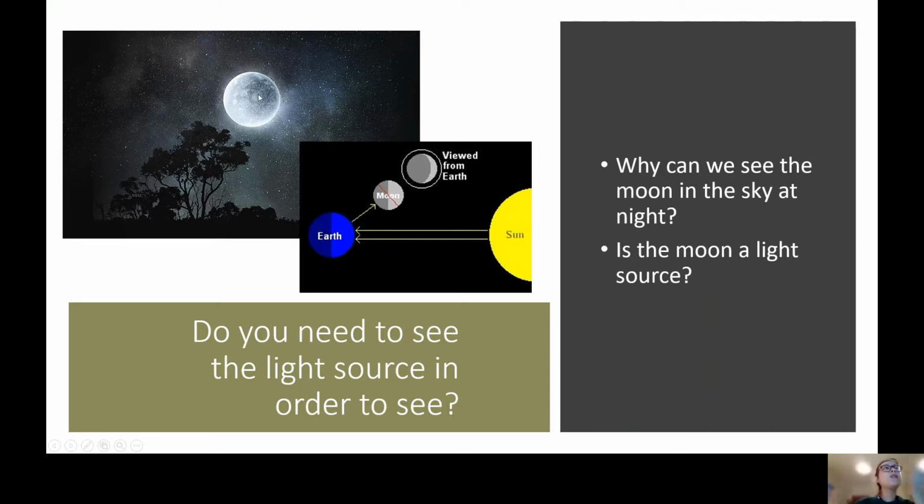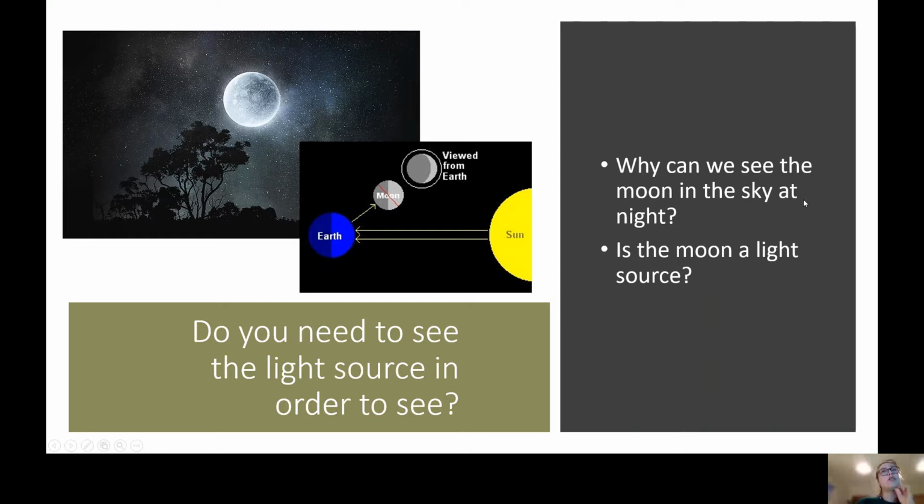So here we see the beautiful moon in the sky, and even though there's no sun in sight, we can see the moon because light is being reflected off the moon from a light source, the sun, and bouncing back into our eyes. Now let's look at it in this diagram. Where's the light source? Can you point to it? The sun is traveling in a straight line to the earth, and it's being reflected onto the moon. And that light then bounces back into our eyes and we see it from Earth.